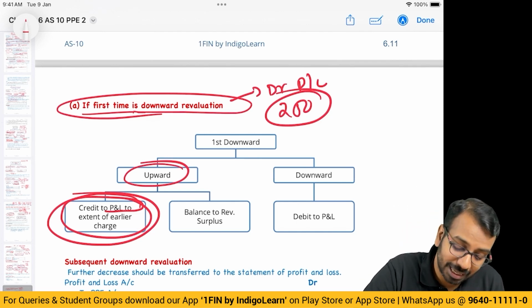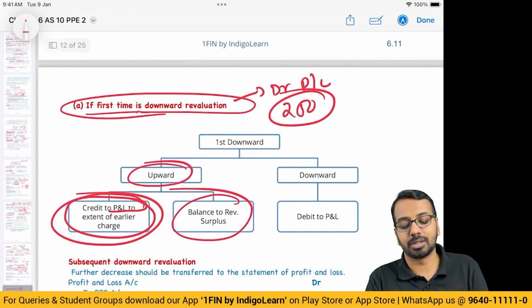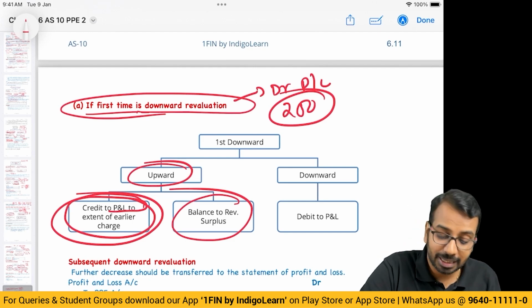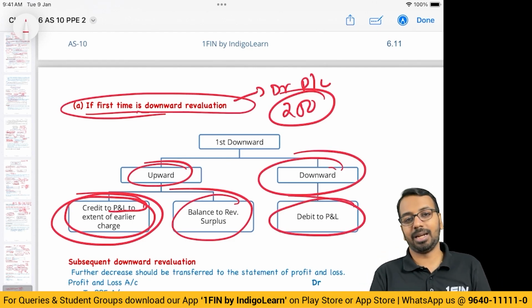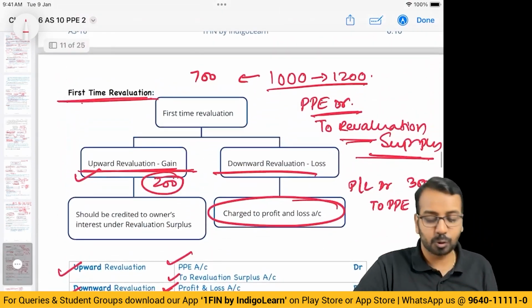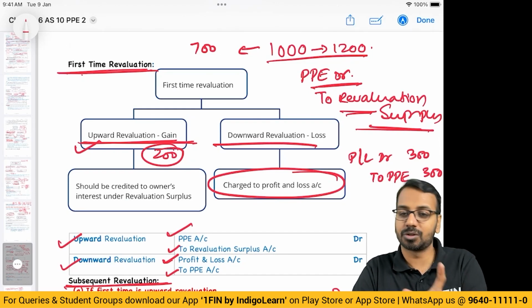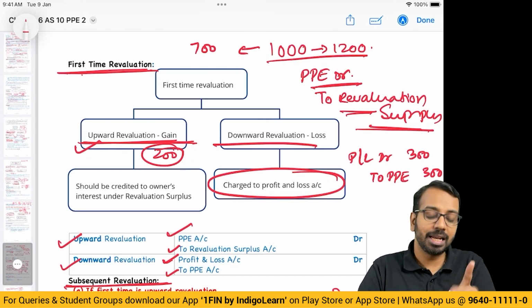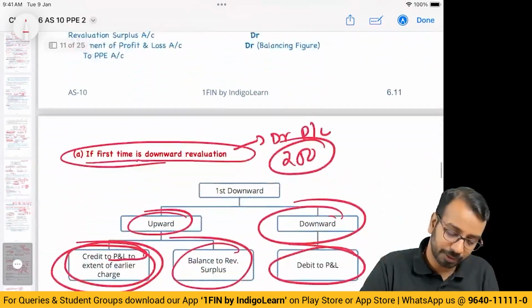So what about the balance? The balance again becomes revaluation surplus. Earlier also downward, now also downward, debit to P&L. Revise this chart at least 2-3 times so that you are not confused for the examination. Okay. Any question on the revaluation model?